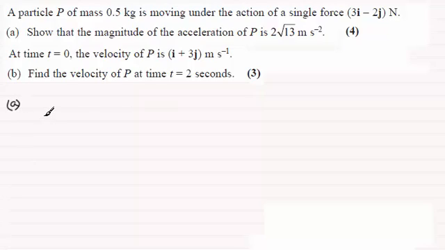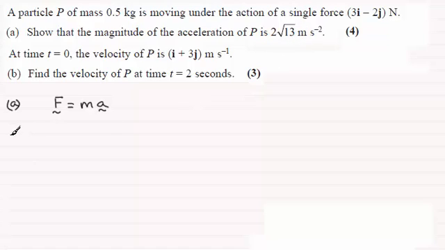Now for part A, what we use is the fact that the force is equal to mass times acceleration. We're dealing with vectors, so it's the vector F equals the mass times the vector for acceleration. And I should be able to find out what the vector for acceleration is and then go on to work out its magnitude and show that it's 2 root 13.